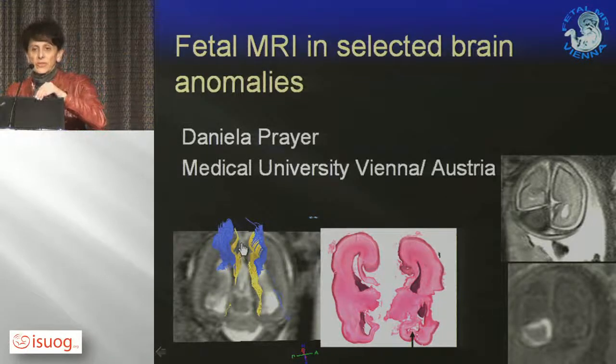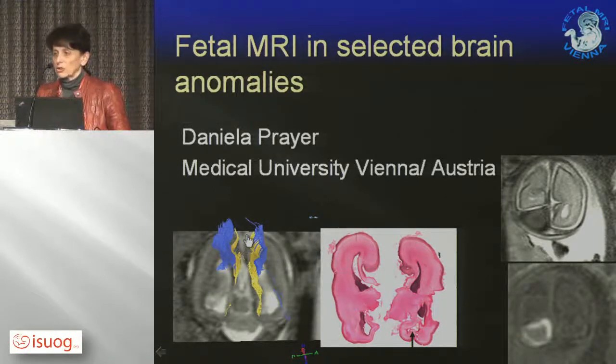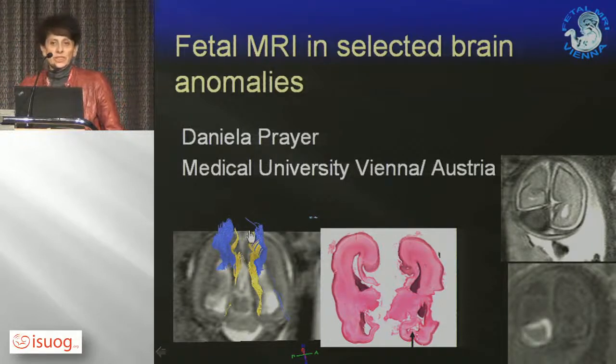I will use the first case I'm going to show you to bring some more confusion into the question of corpus callosum and commissural agenesis.